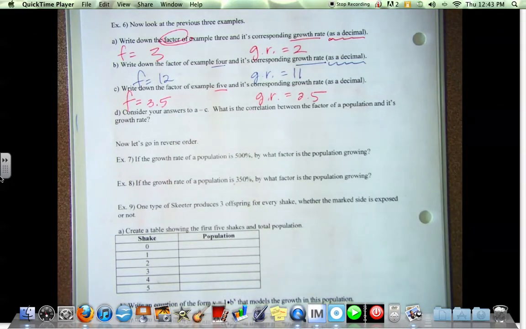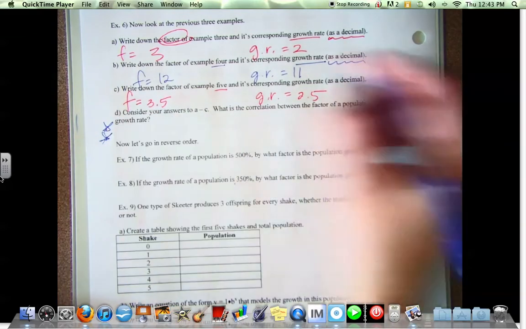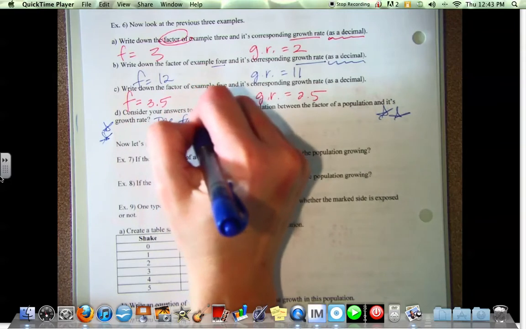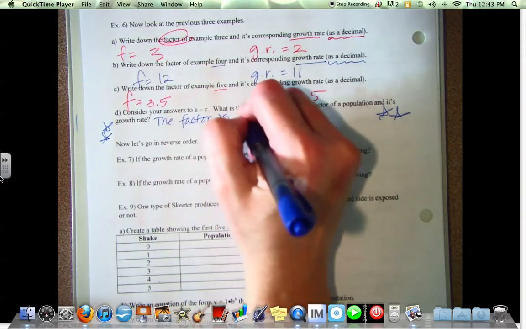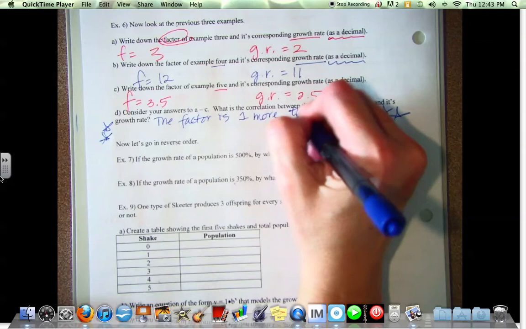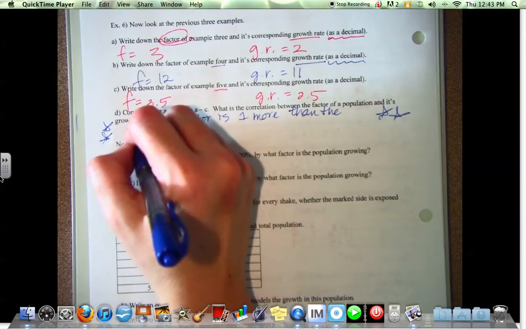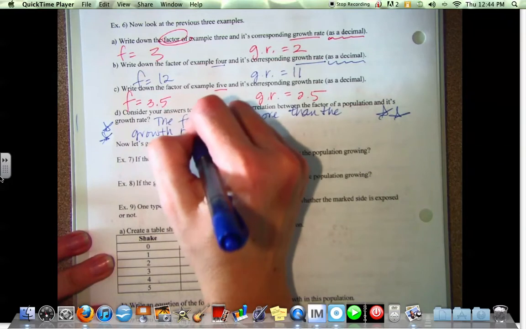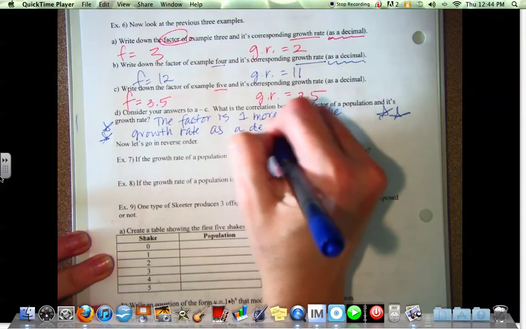What is the correlation between the factor of a population and its growth rate? It's one less. The growth rate is one less, or we can say the factor is one more. All right, so we mentioned this yesterday, but you didn't get to see it that well. The factor is one more than the growth rate, as a decimal.